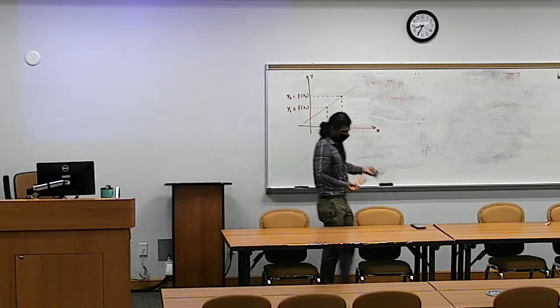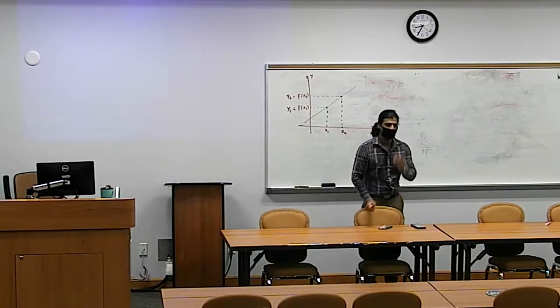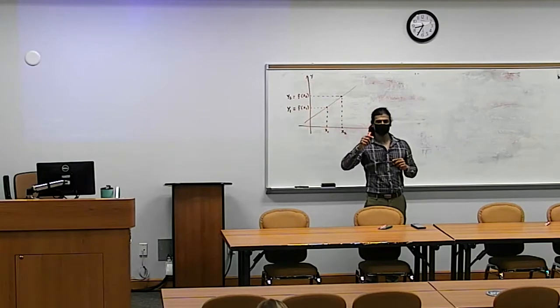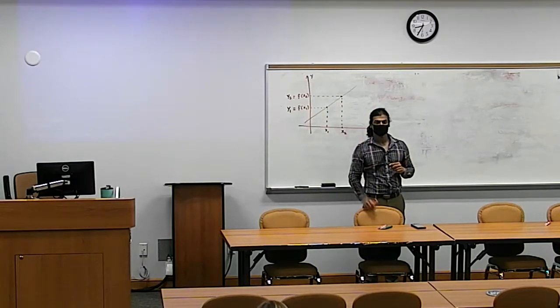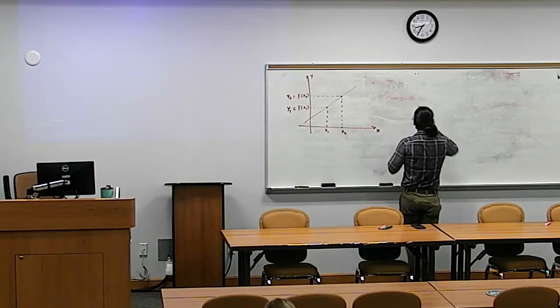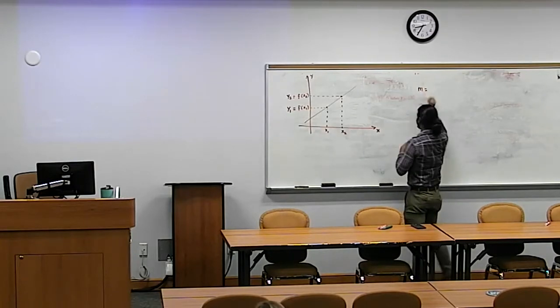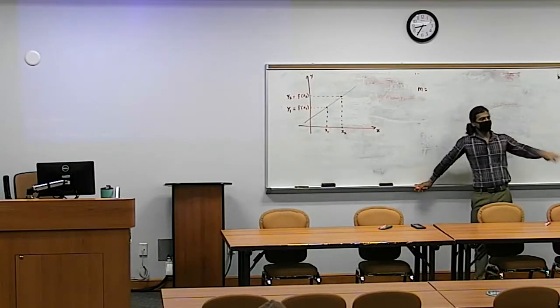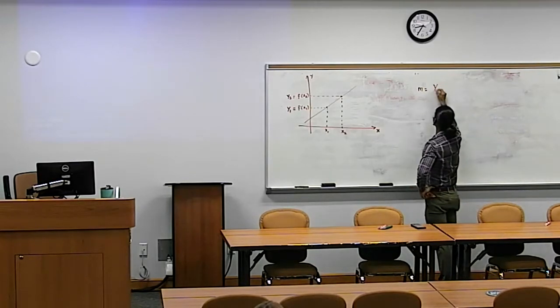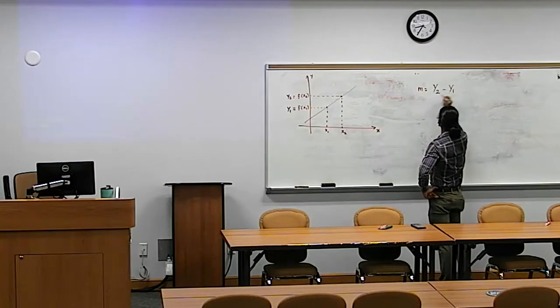What is the definition of slope in general? Yeah, it's rise over run. So what is the rise part in terms of a formula? I want it in terms of the y's. y2 minus y1 divided by x2 minus x1.